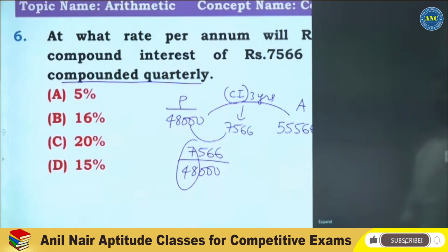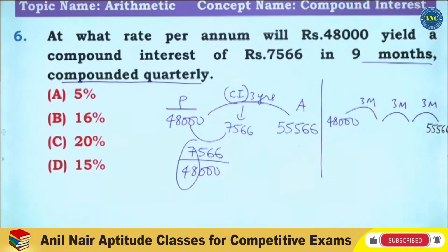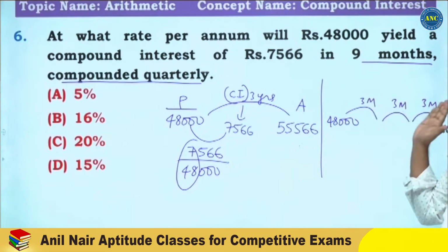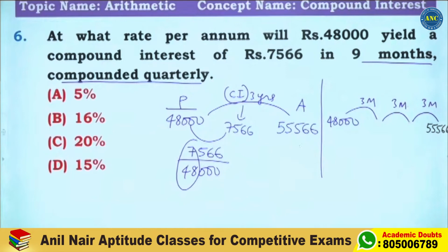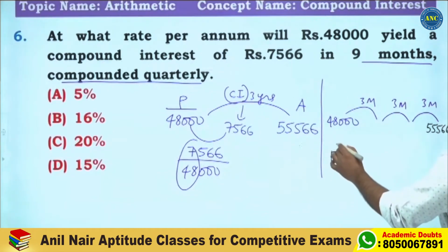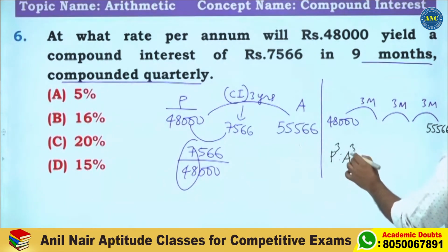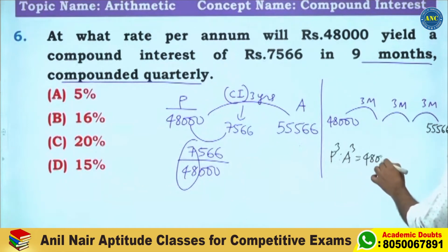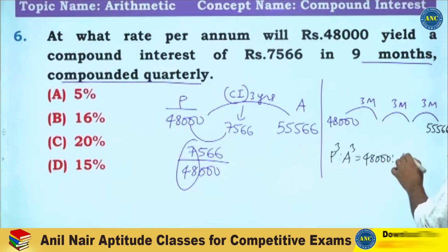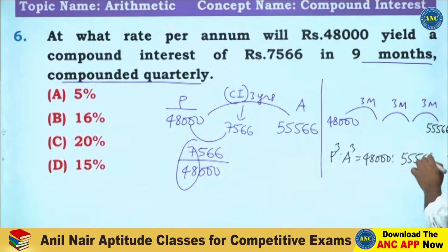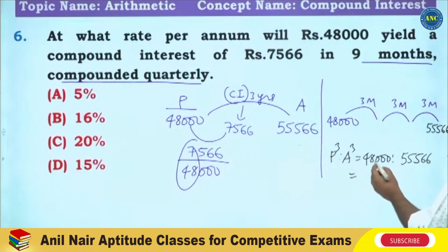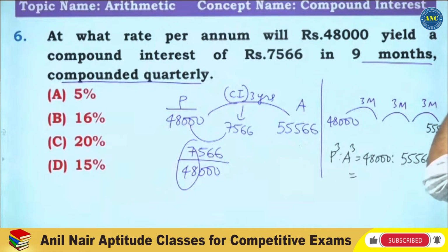55566. Yes or no? 3 months, 3 months, 3 months. Time periods are going in AP. Multiplication factors will go in GP. One method which you will use is P cube is to A cube, 48,000 is to 55566. Are you all with me? Now it should be in the form of a cube. 1521. This is how I will make it in the form of a cube.